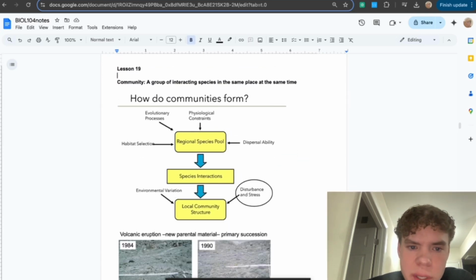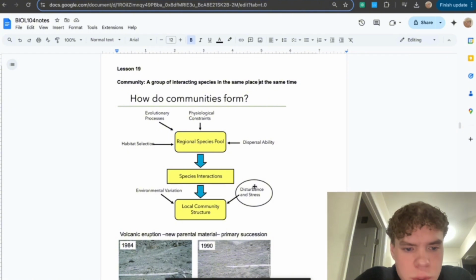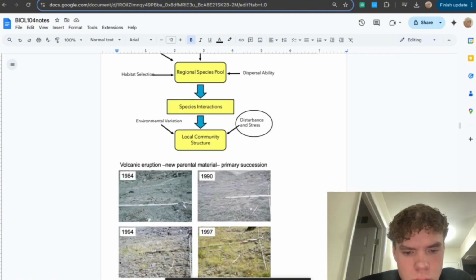Lesson 19, communities. A community is a group of interacting species in the same place at the same time. How do communities form? Evolution, physiological constraints, habitat selection, dispersal ability, species interactions, disturbance and stress, volcanic eruption.